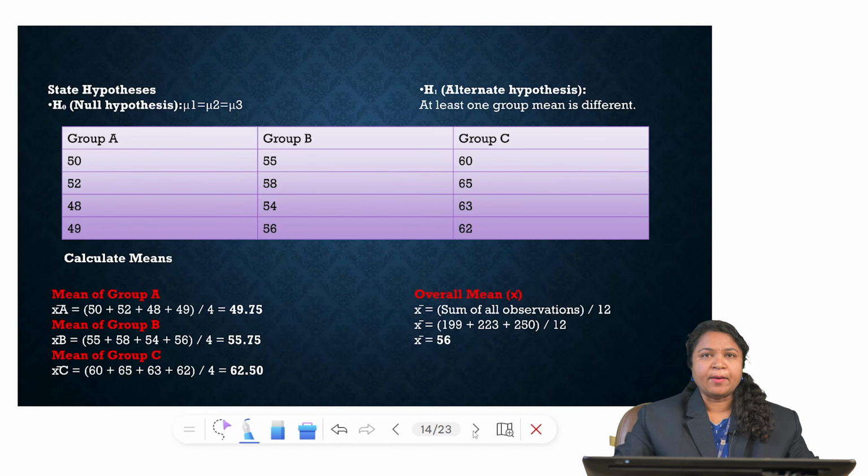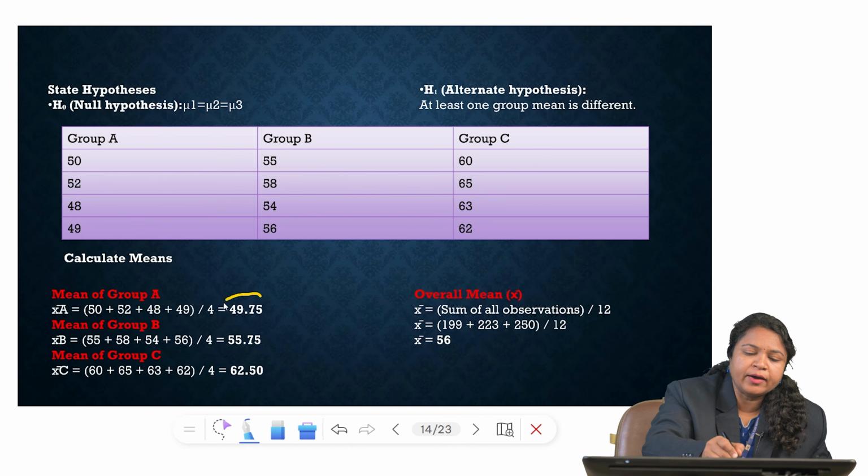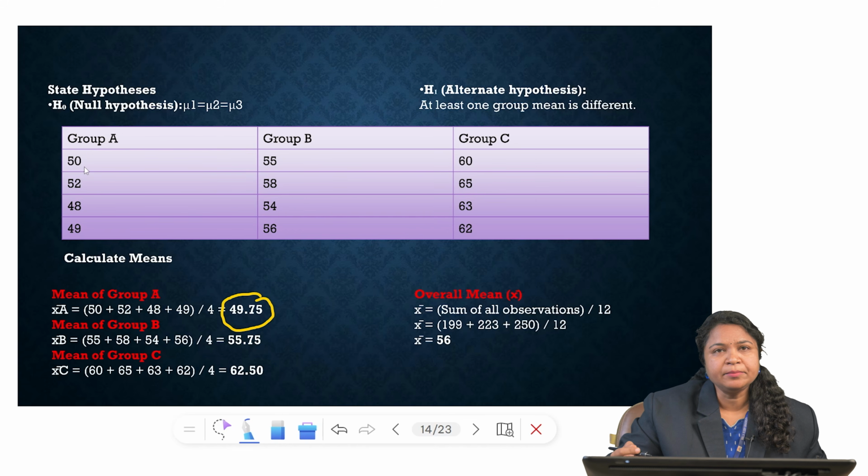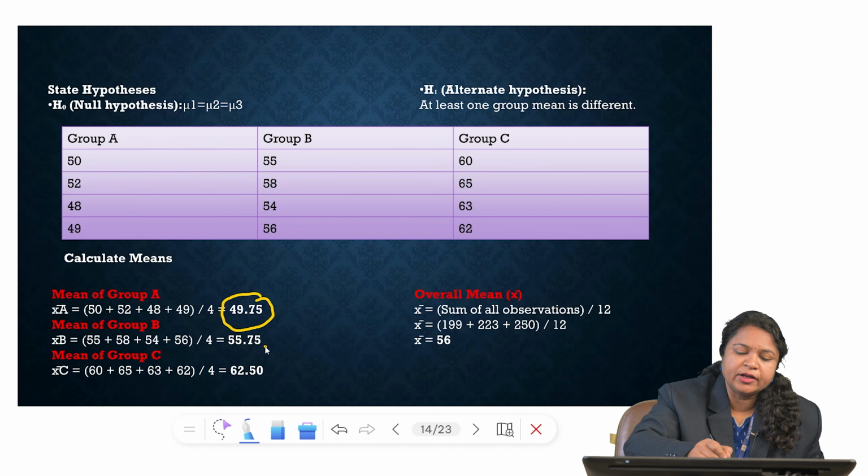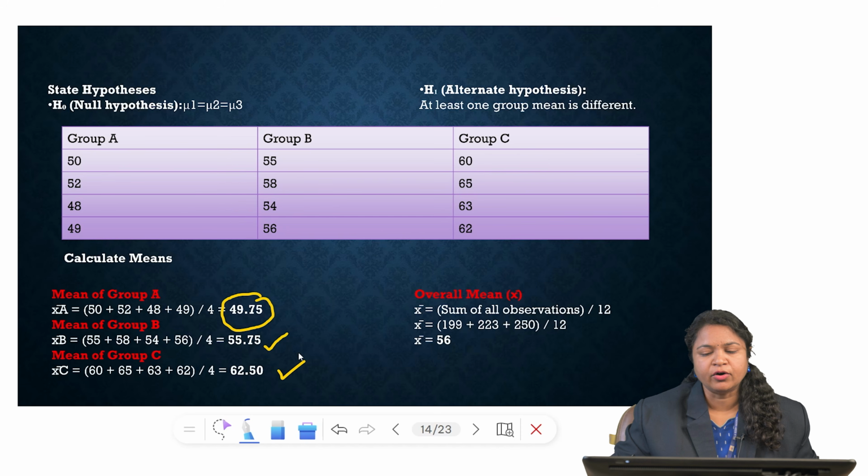Now let us take an example to better illustrate ANOVA. When can we reject the hypothesis, or when can we fail to reject it? Here I am giving you an example with 3 groups, group A, group B, and group C, each having 4 observations. To calculate the means, we take the sum of observations for each group. For group A we sum 50 plus 52 plus 48 plus 49 and divide by the number of observations. So we get these values for group A. Similarly for group B and group C, we got these values.